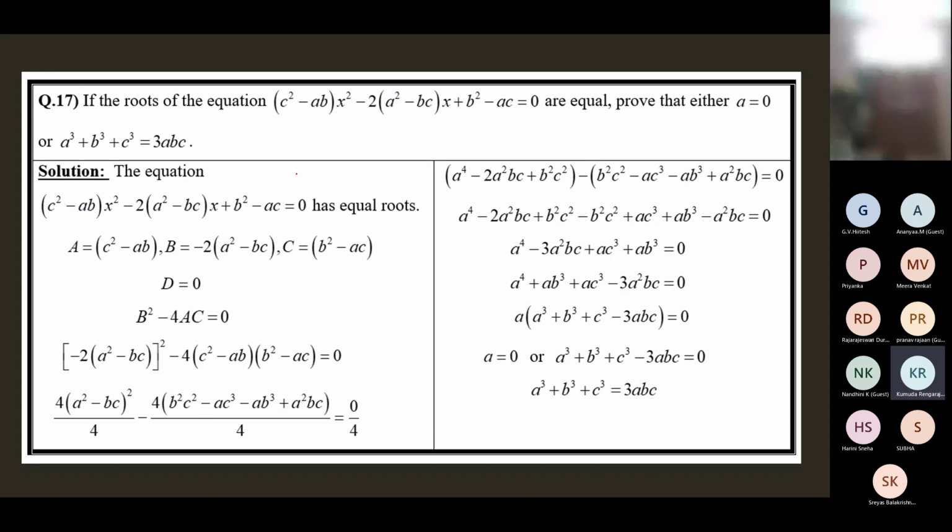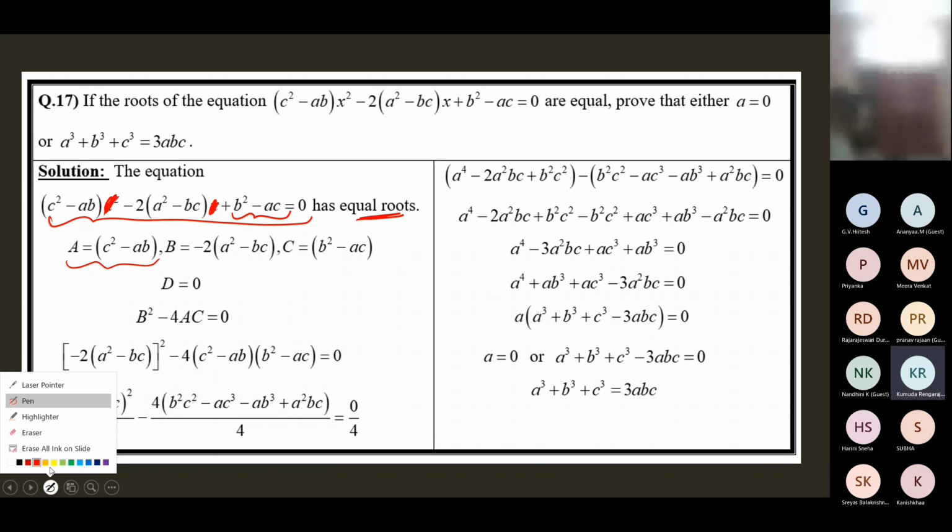Okay, very similar. So see here, it's given that this equation has equal roots. Now pick out the values of A, B, and C. So this is A. It is in the standard form. This is B. Look at B, minus 2 into A square minus BC. And C is this one. This is C because you cannot see an X or X square there.